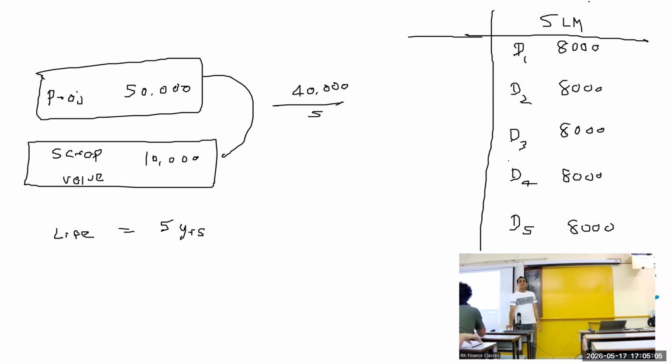Now this method of depreciation has some problems. What those problems are, we won't cover right now, but it can be asked in interviews. This method has some problems, and hence we shift to the other method, which is called WDV, written down value, also called double declining balance. So written down value or double declining balance.